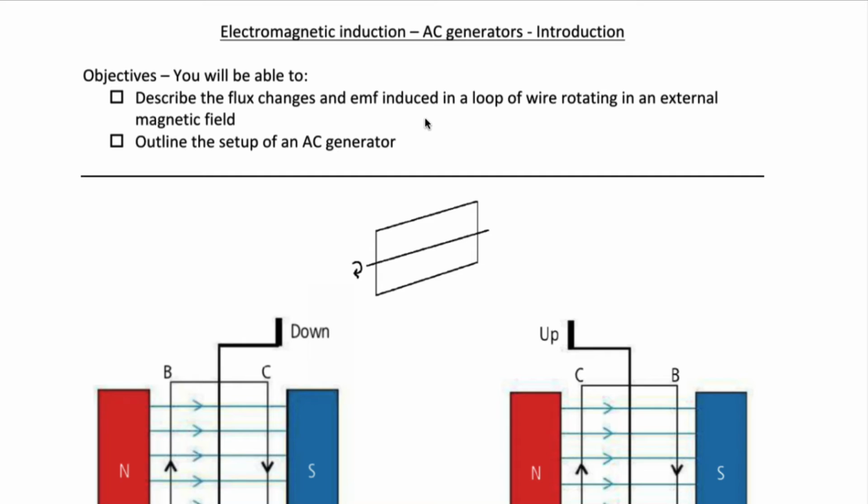In this lesson, we take what we've learned about Faraday's law and we apply it to AC, or alternating current, generators. Here are the objectives.